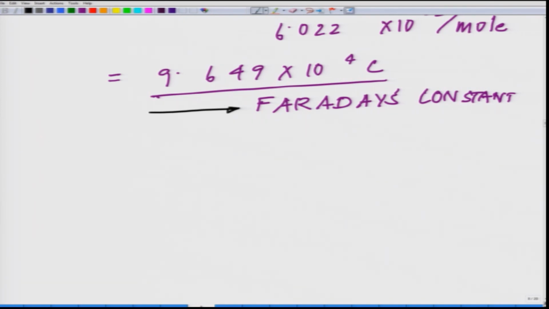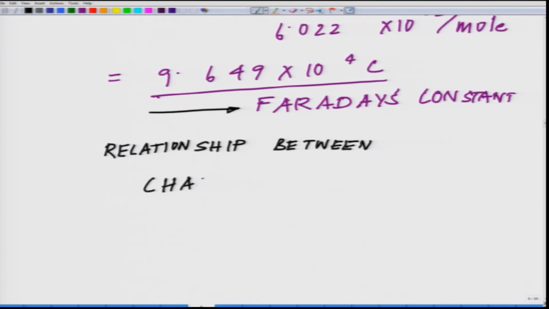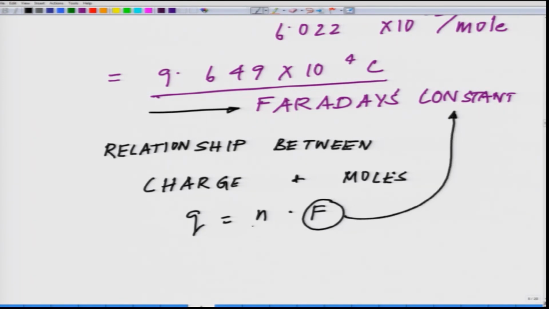So, these are the beginning of some of the basic concepts. In other words, the relationship between charge and moles: we land with Q is equal to N dot F, where F is Faraday's constant, N is the number of moles, and Q is the charge.